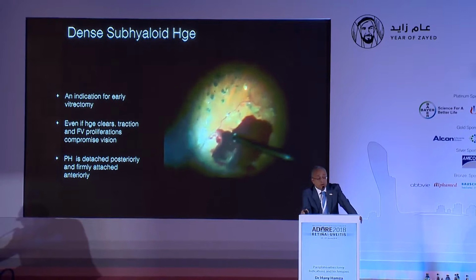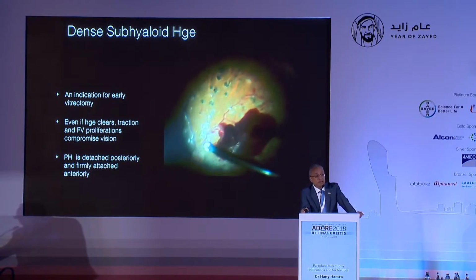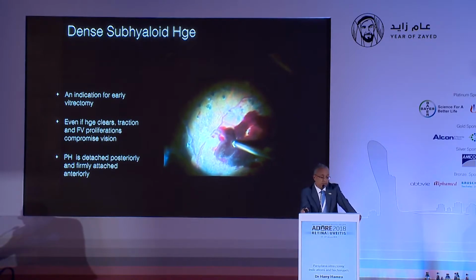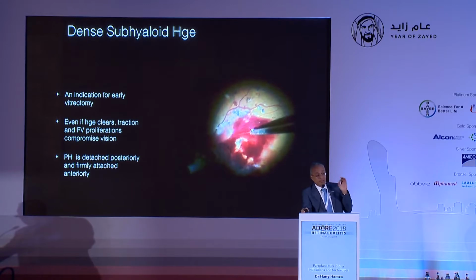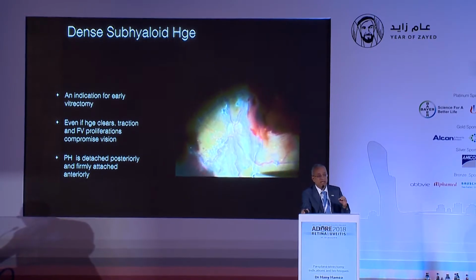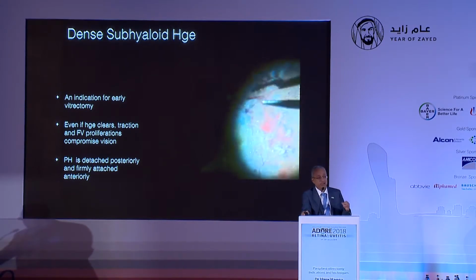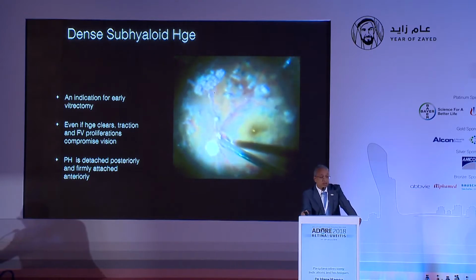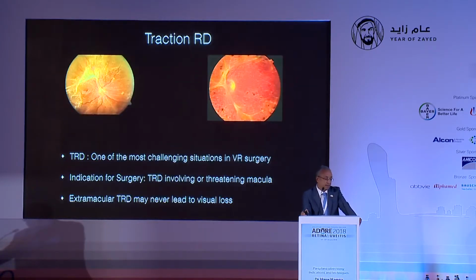Then subhyaloid hemorrhage is an indication for early vitrectomy. In my hands, I believe that interfering early in these cases preserves vision because the posterior hyaloid is pathological, and the best area to open the posterior hyaloid in these cases is exactly over the area of the hemorrhage because it gets you into the proper plane of dissection. And you can continue the dissection, and you see the hyaloid was quite pathological and white in this case.